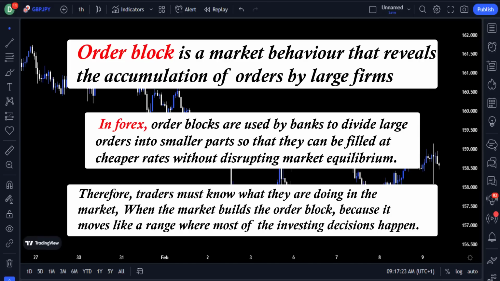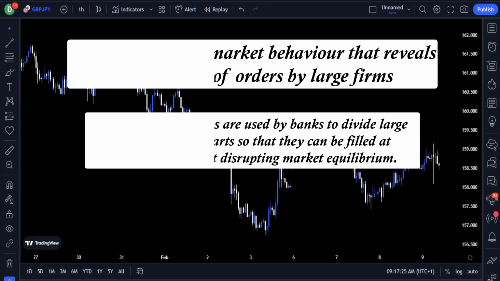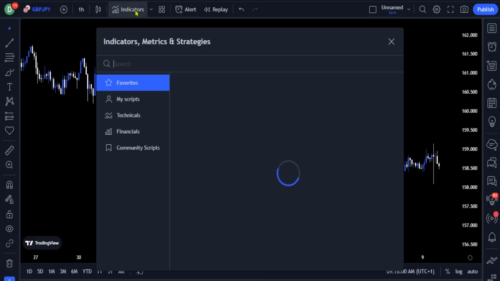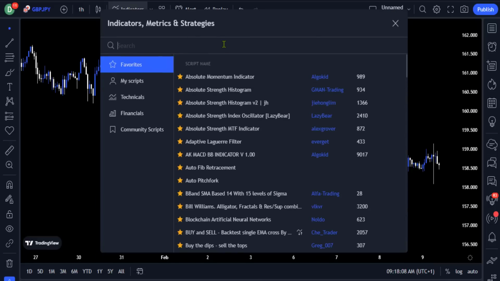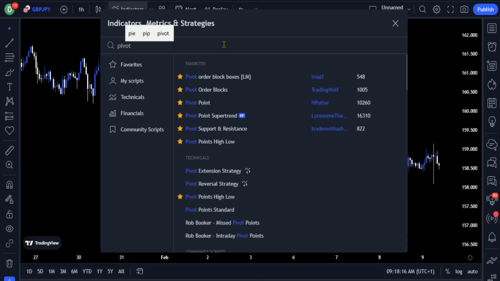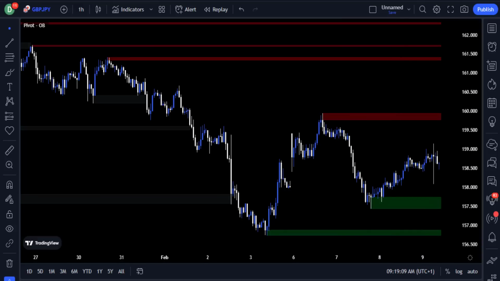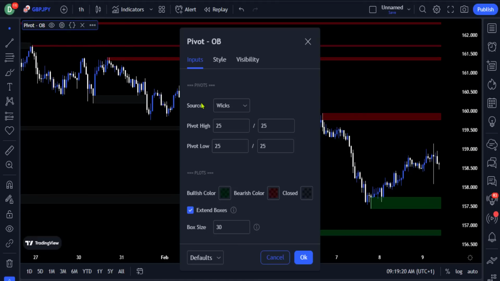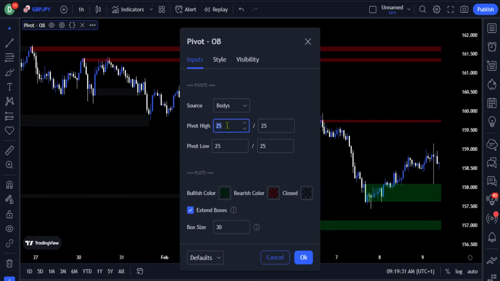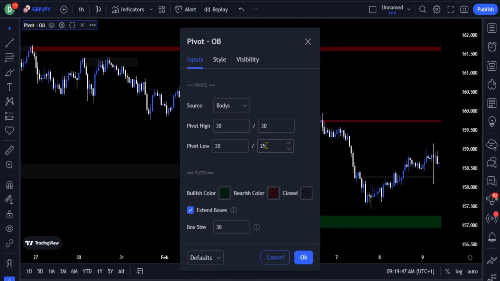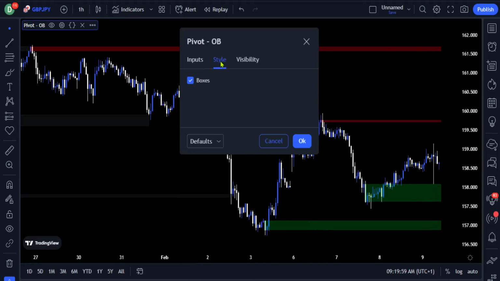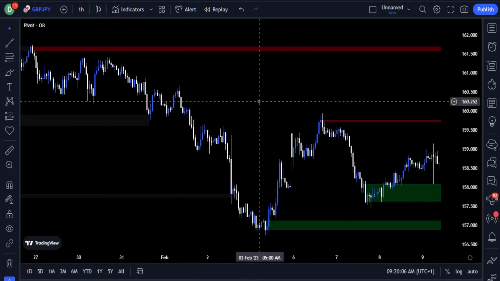So let's start by adding our first indicator. And to do this, you are going to click on this Indicators tab at the top left of the screen and type in Pivot Order Blocks Indicator. You can see this indicator that was created by the Trading Wolf, so click on it. Now that we have added the first indicator to our chart, let's take a fast look at its settings and make some adjustments. So here in this input section, you are going to change the wicks to body and then adjust the box sizes to 30. The style section has no significant settings to change, and then click on the OK button.